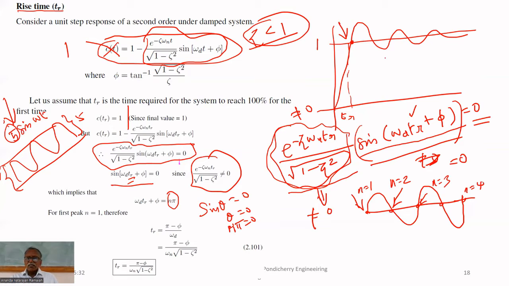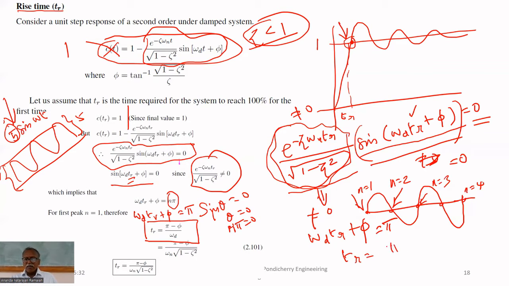Or this tr is the first time it reaches 0. Therefore, n equal to 1. We can write omega d tr plus phi equals pi. Why? When n equal to 1, it becomes 0. Or tr: omega d tr plus phi equals pi. Therefore, we can write tr equals pi minus phi divided by omega d.